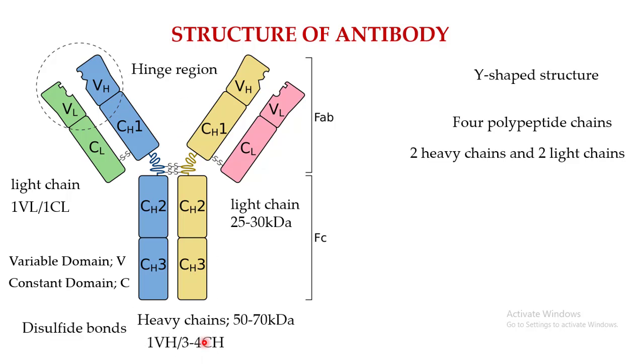Another important thing is these disulfide bonds and these hinge regions. If you look at the light chains and the heavy chains over here, they are connected to each other by these disulfide bonds. So this heavy chain is connected to this light chain by this disulfide bond. This heavy chain is connected to this light chain by this disulfide bond. Secondly, you have got this hinge region.